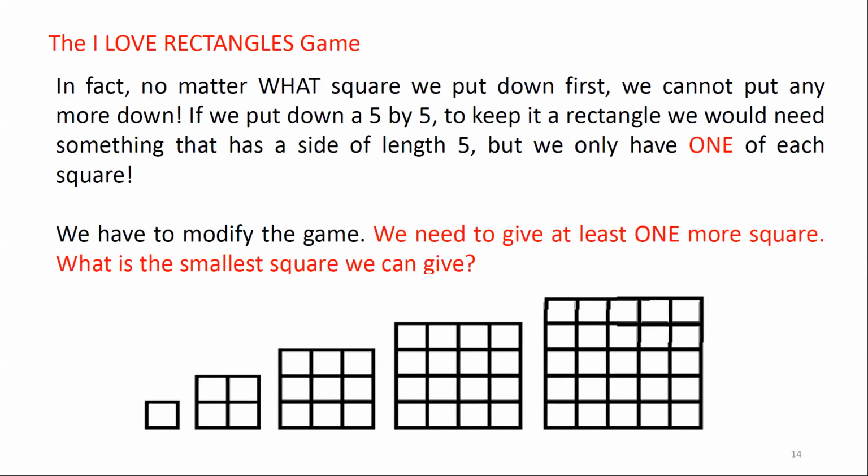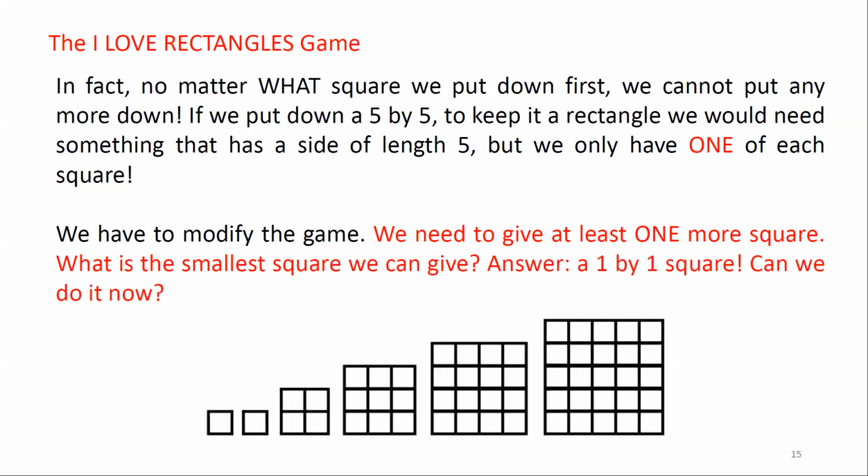Uh-oh, so we're in trouble. We need to modify the game a bit. So we need to give at least one more square. What's the smallest square we can give? A 1 by 1. So we could do a 1 by 1 square. So can we do it now?